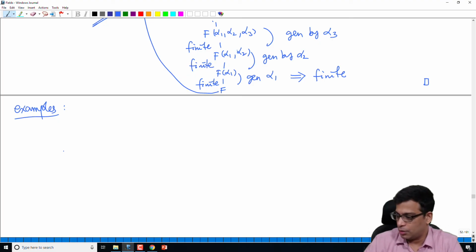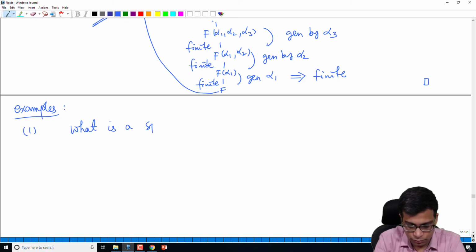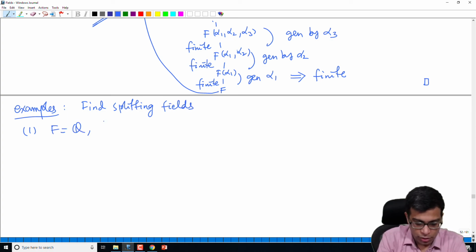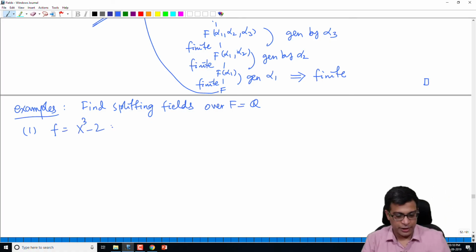So I will do 3 examples. What is the splitting field of? So the question is to find splitting fields. So I'll give 3 examples. Find splitting fields. So let's take capital F to be Q and small f. In all examples actually F is Q, so I'll change the polynomial only. So x cubed minus 2. What is the splitting field here?